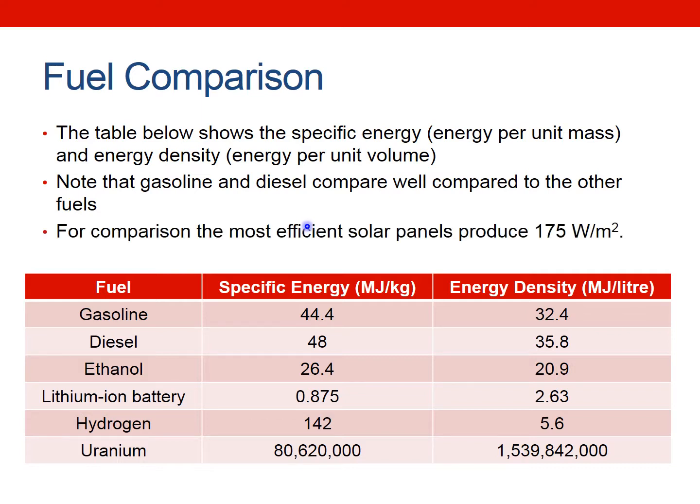And just for comparison, the most efficient solar panels produce around 175 watts per meter squared. I've put that separately because you can't really convert that into a mass or a volume, but it's just for comparison. Anyway, it doesn't bear too well when you compare it against the liquid fuels.